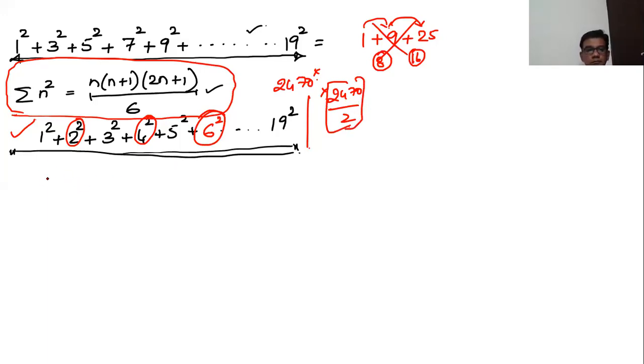Okay, this is not a method to do it. So let's understand this. 1 square is given to me, plus 3 square is given to me. Now, what is not available with me? Right? 2 square is not available with me.